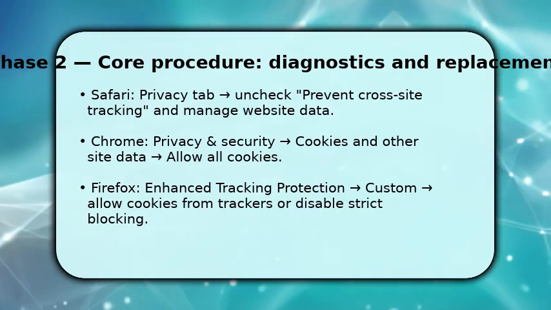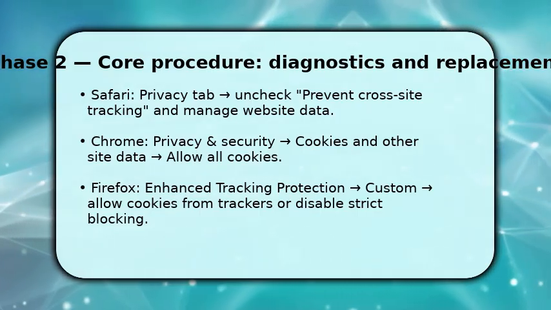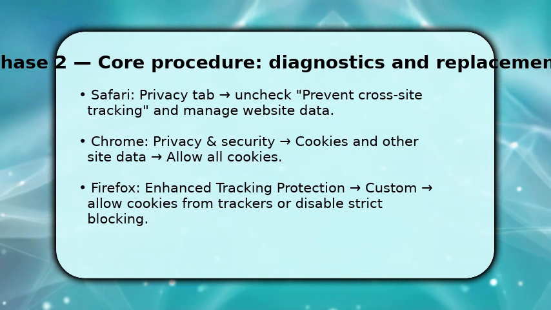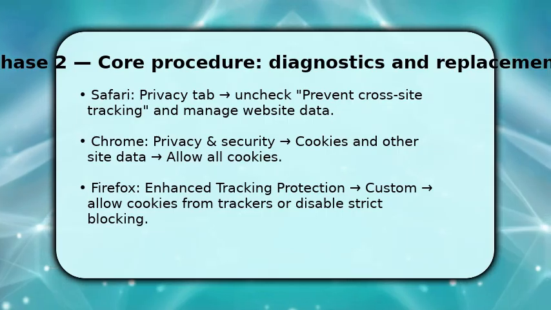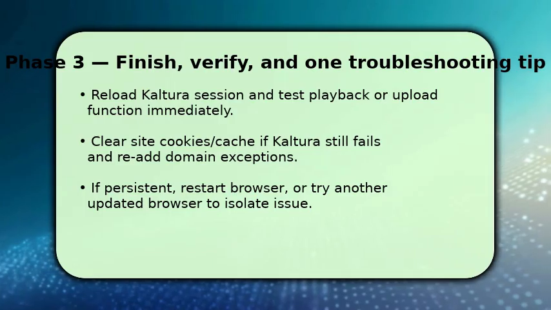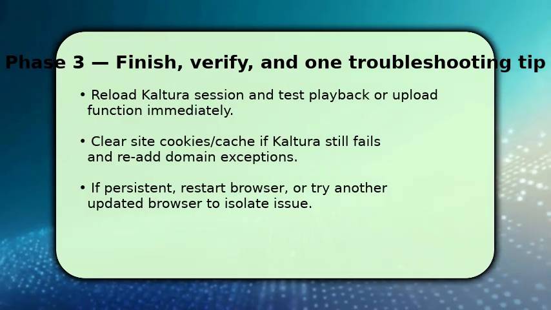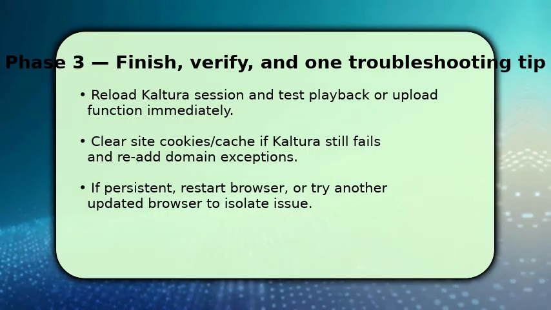In Firefox, choose Custom under Enhanced Tracking Protection and permit cookies from trackers, or add exceptions for Kaltura domains to ensure embedded players work. Finish by reloading your Kaltura session and testing playback or upload. If the player still blocks, clear only Kaltura site cookies and cache, then re-add the domain exception.